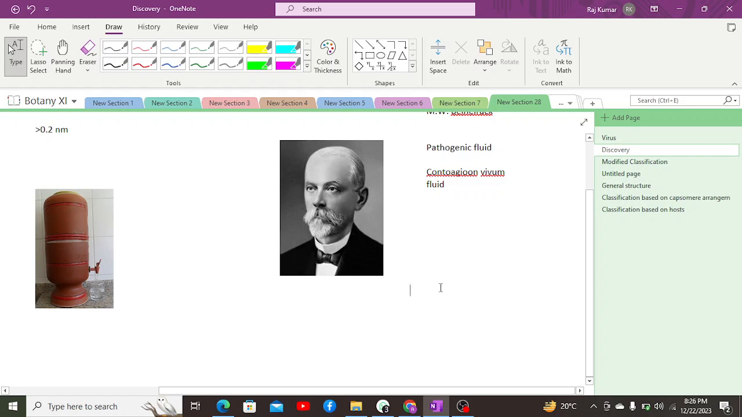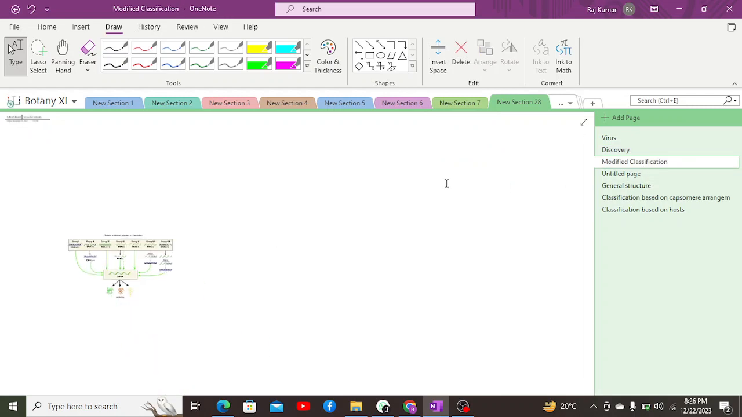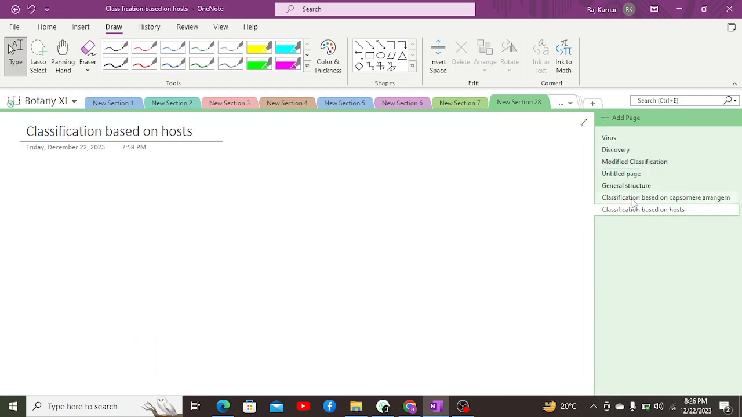After that, the electron microscope was discovered. Further chemical characteristics of viruses were discovered, and then its general structure and chemical composition were found, including the chemical structure of capsid as well as genome. Coming to the next part, which is classification based on geometry, which I have taught you right now.